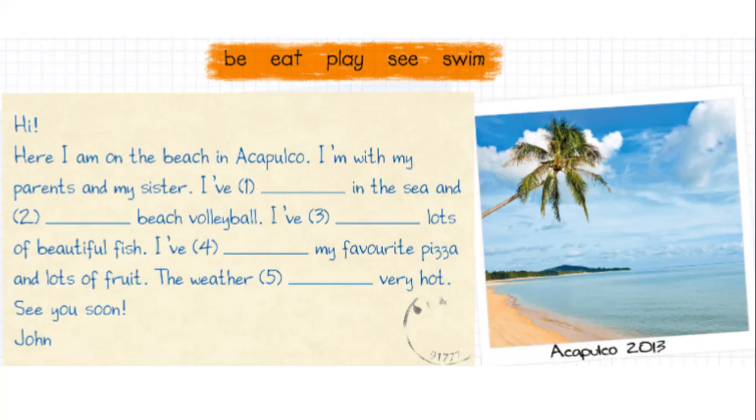Now, you are going to fill in the blanks to this postcard. In the orange, you have 5 verbs. You have to make sure you put the verbs in the correct blank and that you change it to its correct form. Be careful because some of the verbs are regular and some of them are irregular. Let's read it together.